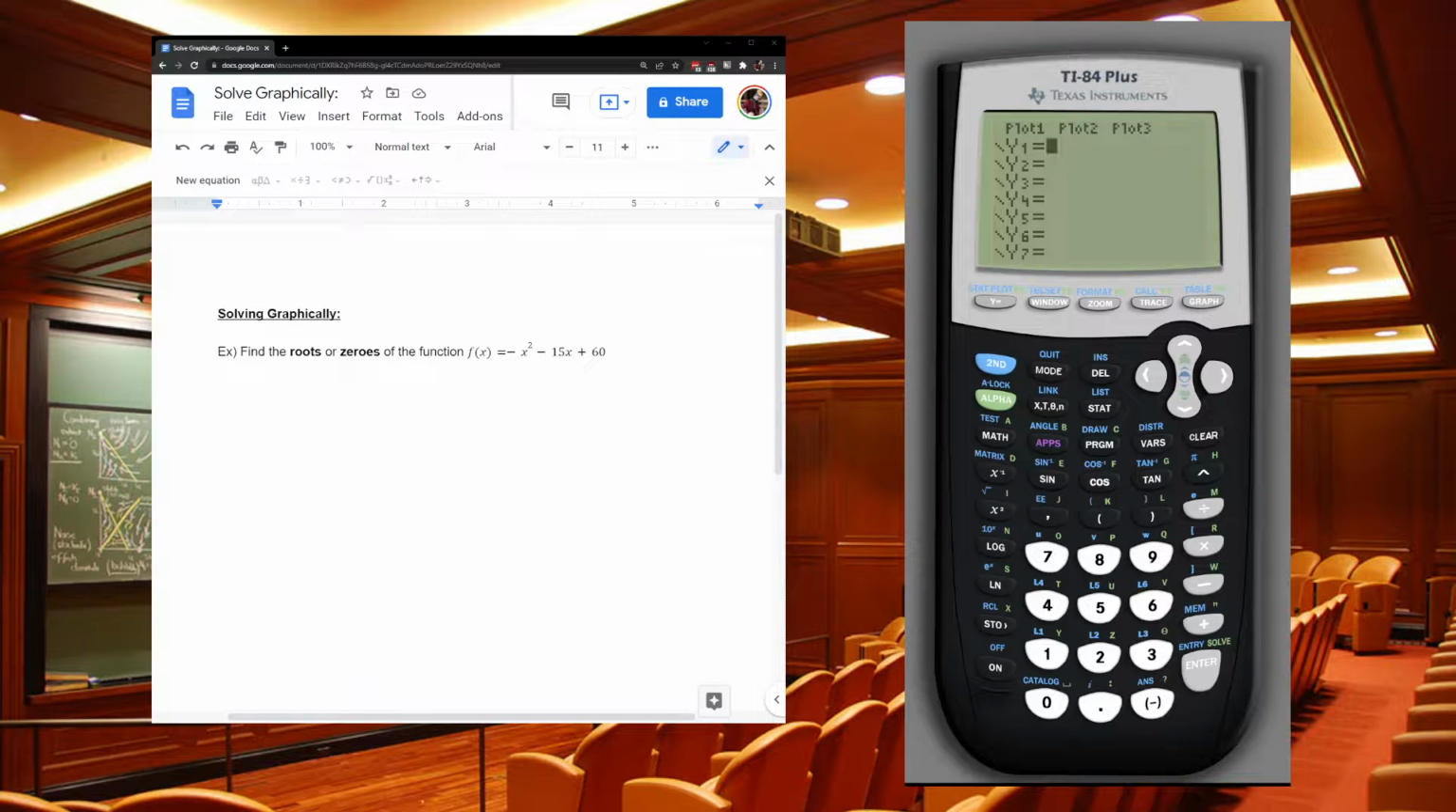So the first thing you want to do is plug in the function that you care about. So here it's negative x squared minus 15x plus 60. Verify you've got the right input there.